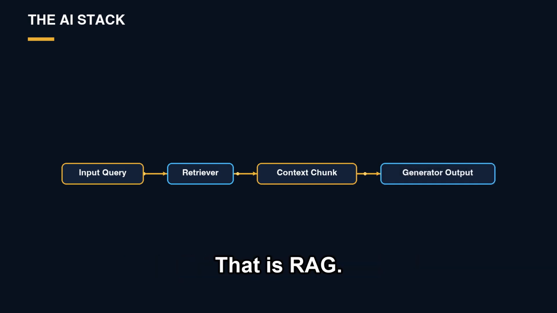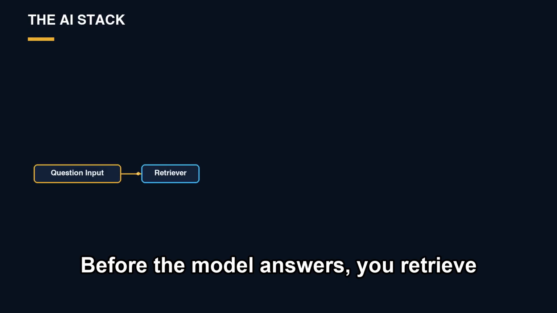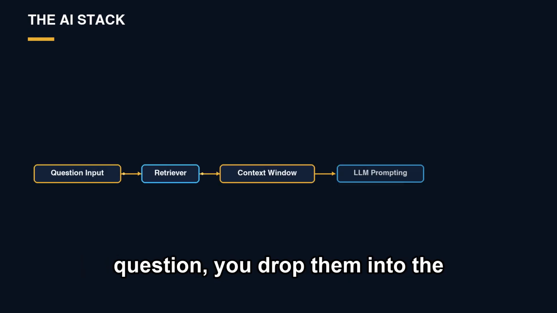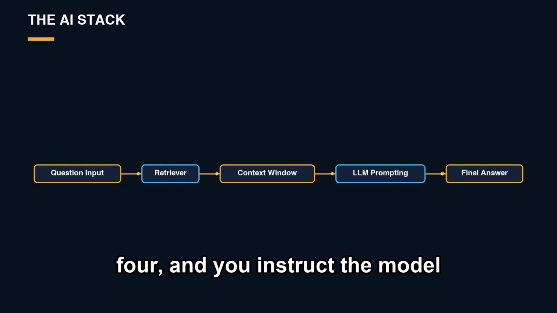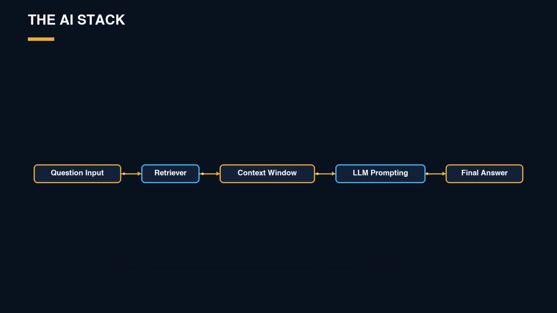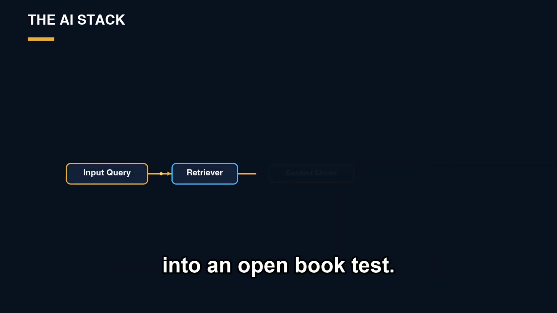That is RAG. Before the model answers, you retrieve the passages most relevant to the question, you drop them into the context window we met in episode 4, and you instruct the model to answer from those passages. You have turned a memory test into an open book test.